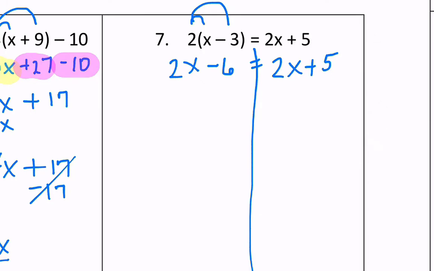All right, so now what I want to do is make sure I have all my x's on one side. So remember, it doesn't matter. I can get rid of these 2 x's, or I can get rid of these 2 x's. I'm going to choose to get rid of these. Well, that's a positive 2x, so to get rid of something that's positive, you do the opposite. So I'm going to subtract 2x.